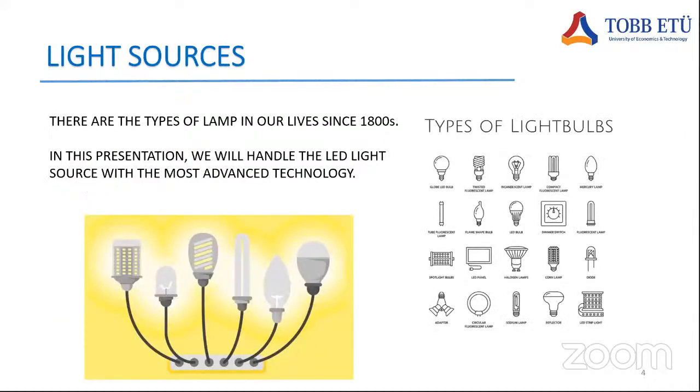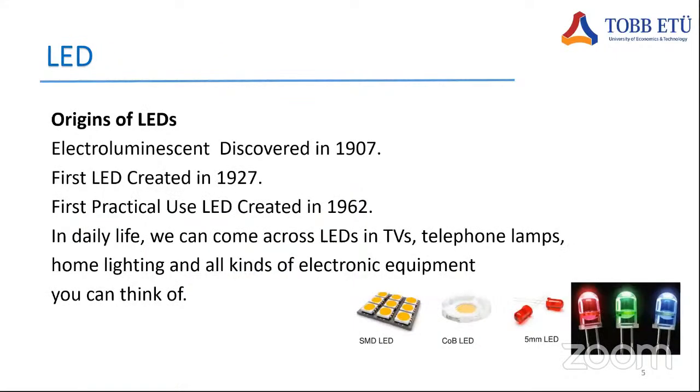There have been types of lamps in our lives since the 1800s. In this presentation, we will handle the LED light source, with the most advanced technology. First of all, I want to explain the origins of LEDs. Electroluminescence was discovered in 1907, the first LED was created in 1927, and the first practical use LED was created in 1962. In daily life, we can come across LEDs in TVs, telephone lamps, home lighting, and all kinds of electronic equipment you can think of.